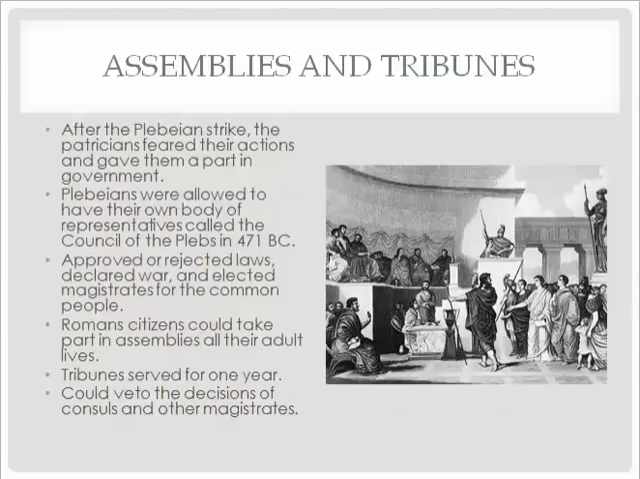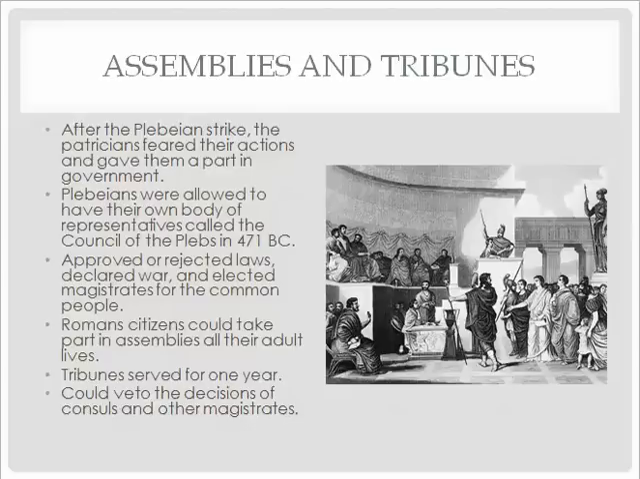Assemblies and tribunes. After the plebeian strike, as we talked about in our last webcast, the patricians feared their actions and gave them part in government. Plebeians were allowed to have their own body of representatives called the Council of the Plebes in 471 BC. The Council of the Plebes could approve or reject laws, declare war, and elect magistrates for the common people. Originally, the Council of the Plebes was only a group that could make laws for their own people, the common people. They couldn't make them for the patricians originally, but that's going to change because eventually the plebeians are going to grow and they're going to become more influential.